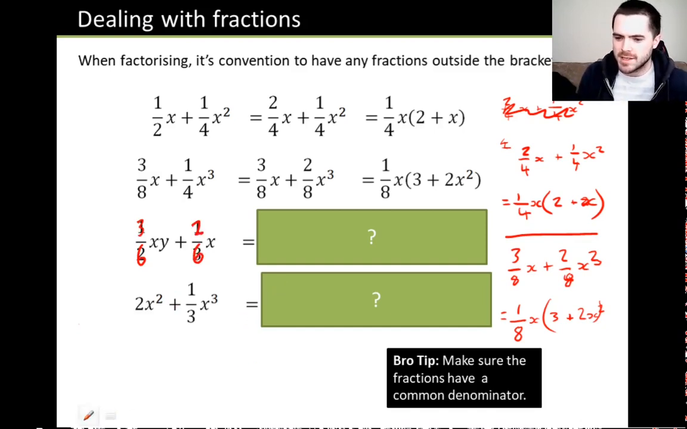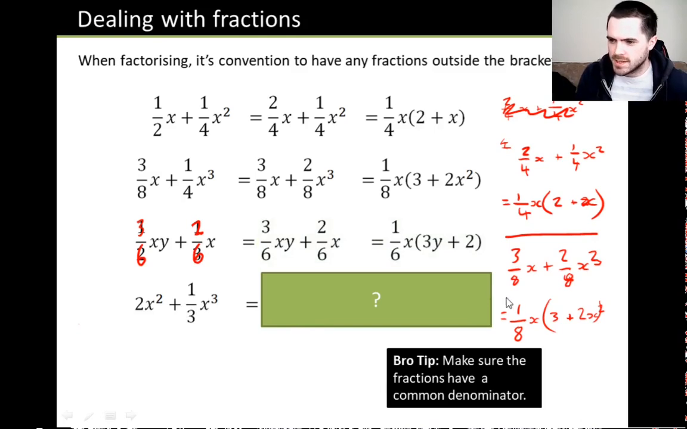Which means we can now factor 6 out of both of them, so this will be 1/6. We can also factor an x out to give us 1/6 of x. So the y would still remain with the 3 from here, and the 2 would remain on its own because we've factored out a 6th and x.